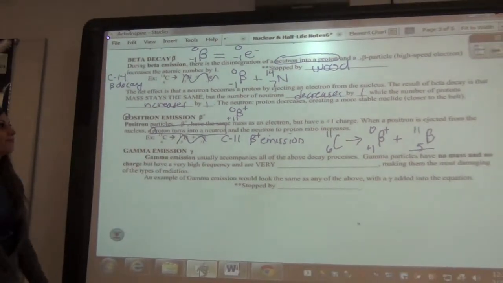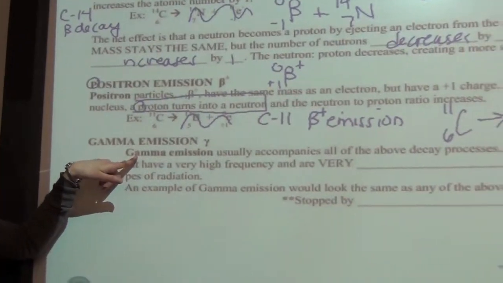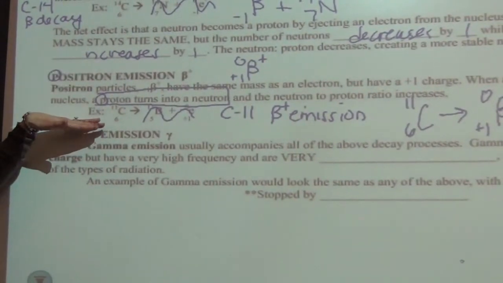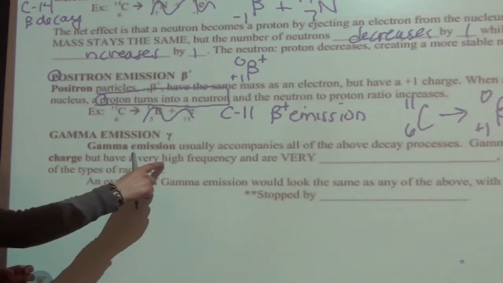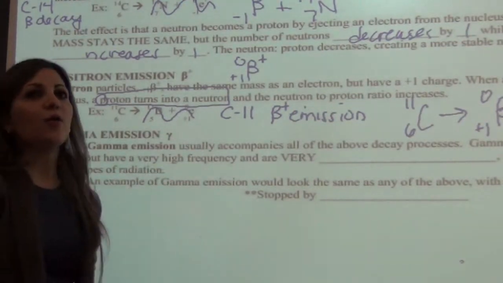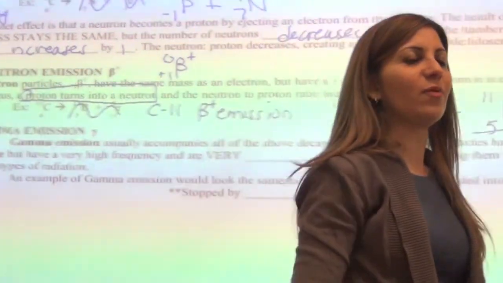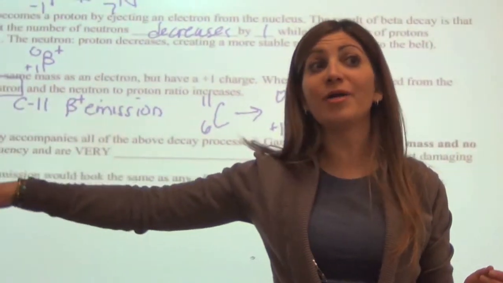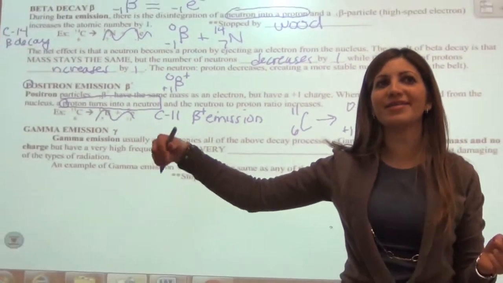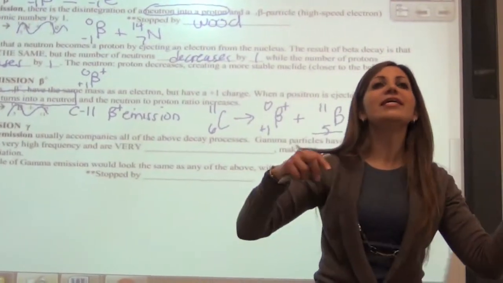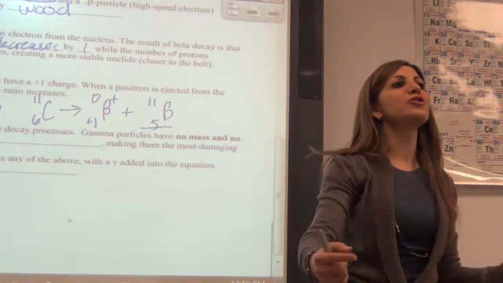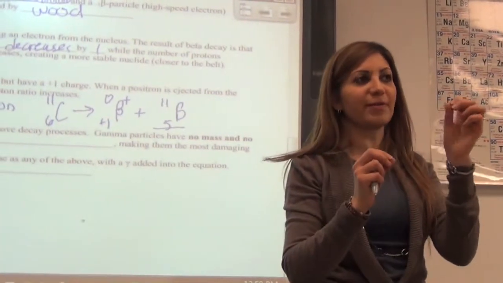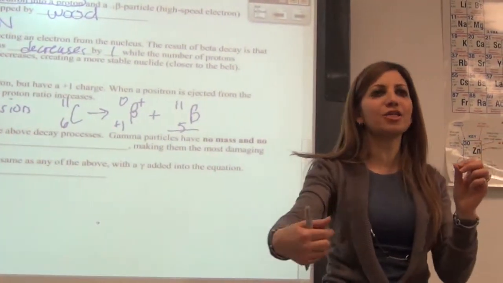Gamma's the last one. These are usually accompanied by any of the processes above. Gamma particles have no mass and no charge, but they have a really high frequency. What's the danger of gamma? Remember we did the mnemonic. It's got the highest frequency, which means these particles are so small they will actually pass through you.